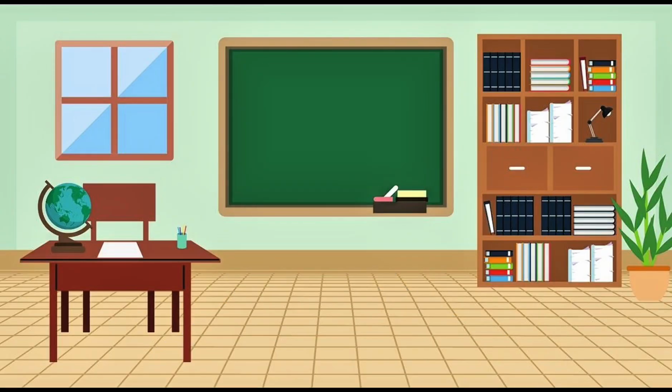Now that we already understand the different types of verb mood, let's move on to our activity. For this activity, you just need to listen carefully to the given scenario and identify the verb mood used in each statement. So I'll read the scenario first.